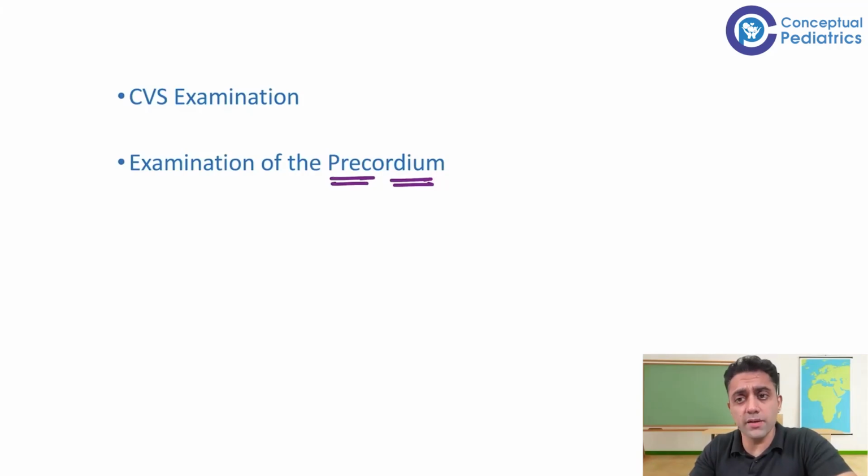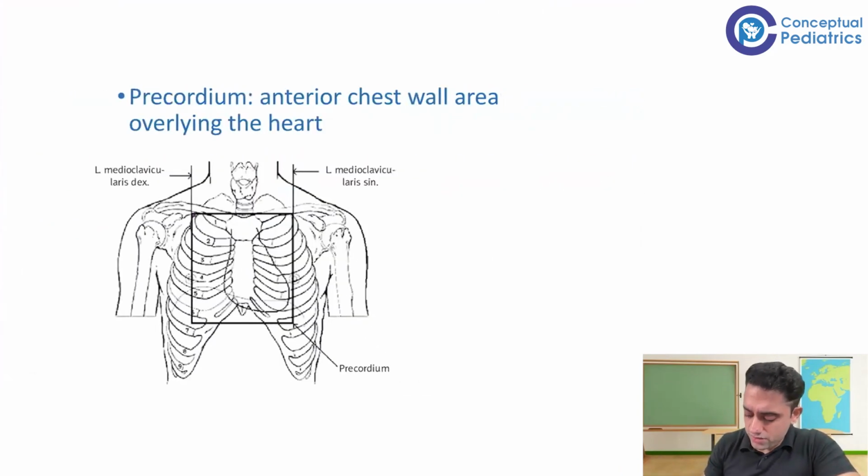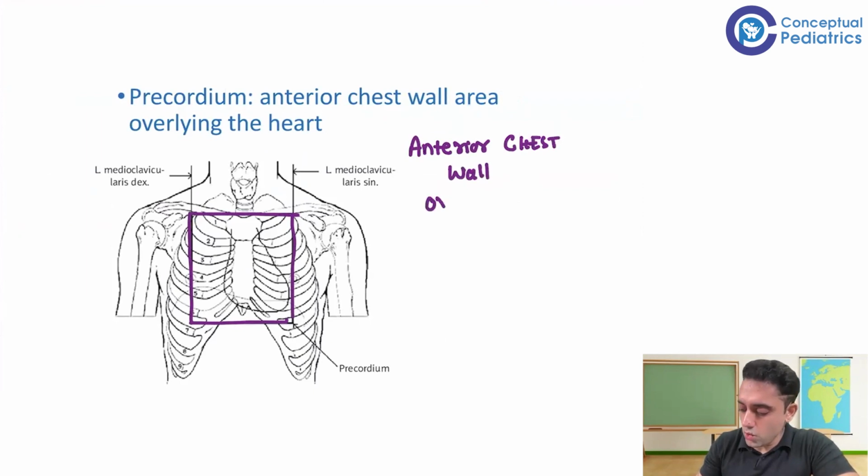What is precordium? What's the meaning of precordium? So precordium, very importantly, this box in the picture is known as precordium. Precordium is the anterior chest wall overlying the heart. That is known as precordium.